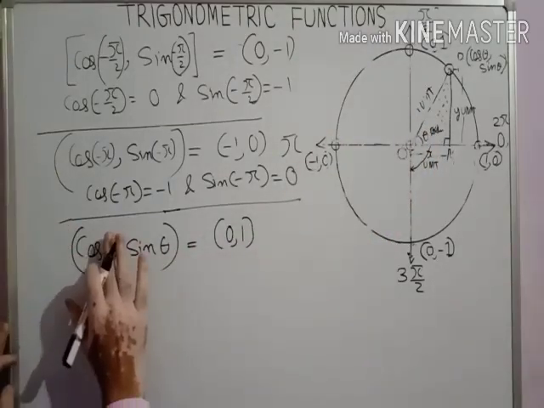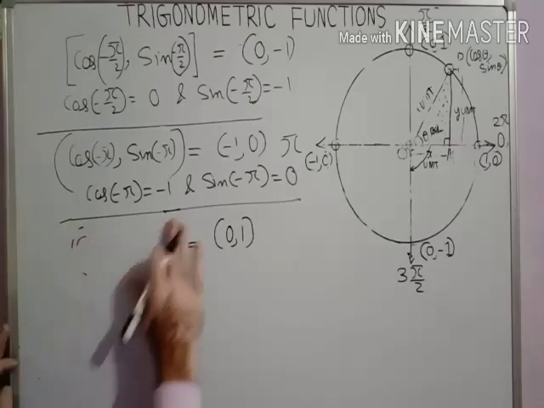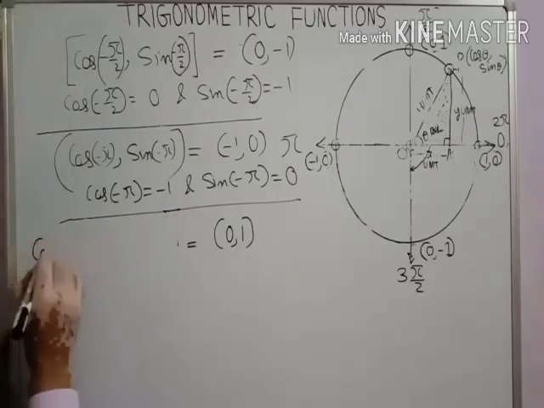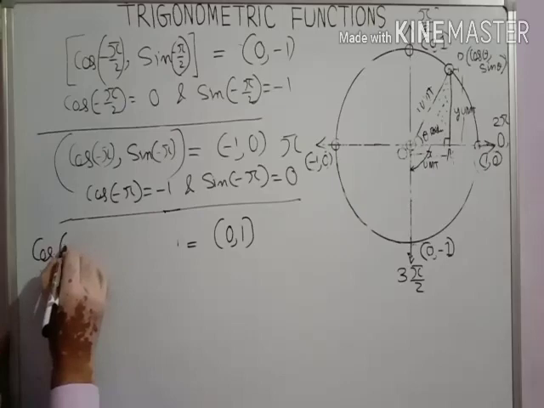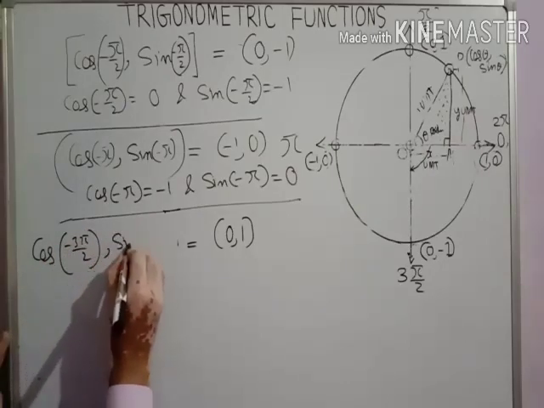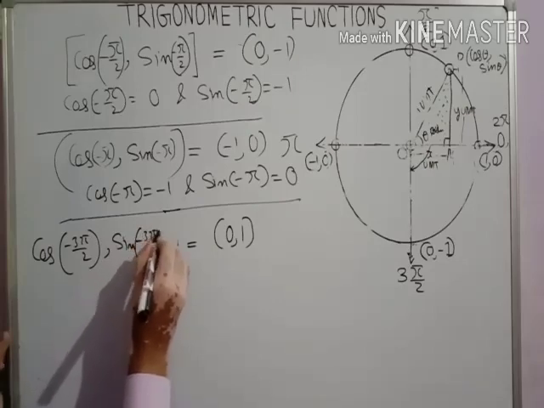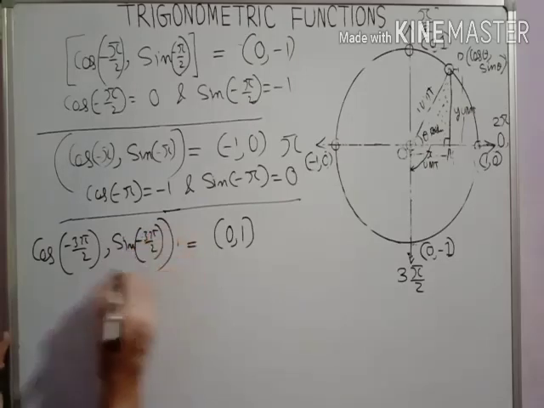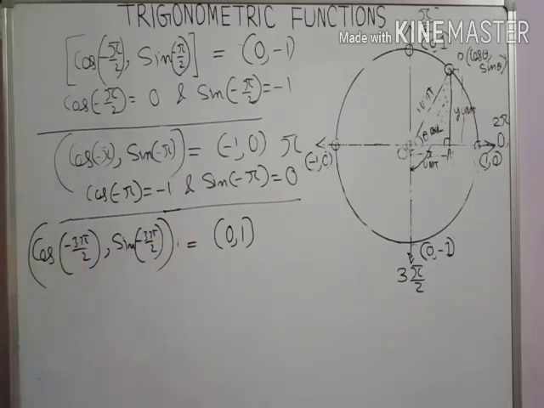It means we can write here, there is less space, cos minus 3 pi by 2, sin minus 3 pi by 2. 3 pi by 2 means 270 degrees. You see, it means cos minus 3 pi by 2 is equal to 0 and sin minus 3 pi by 2 equals 1.